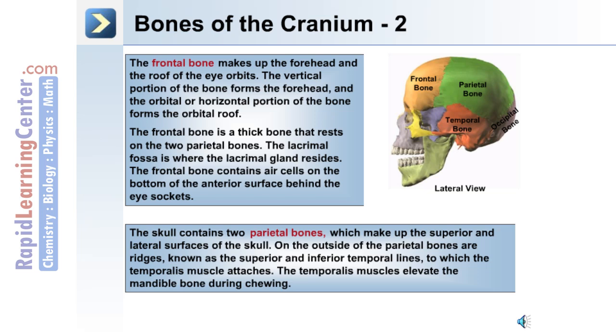The frontal bone contains air cells on the bottom of the anterior surface behind the eye sockets. The skull contains 2 parietal bones. These make up the superior and lateral surfaces of the skull. On the outside of the parietal bones are ridges, known as the superior and inferior temporal lines. This is where the temporalis muscle attaches, and these muscles elevate the mandible during chewing.